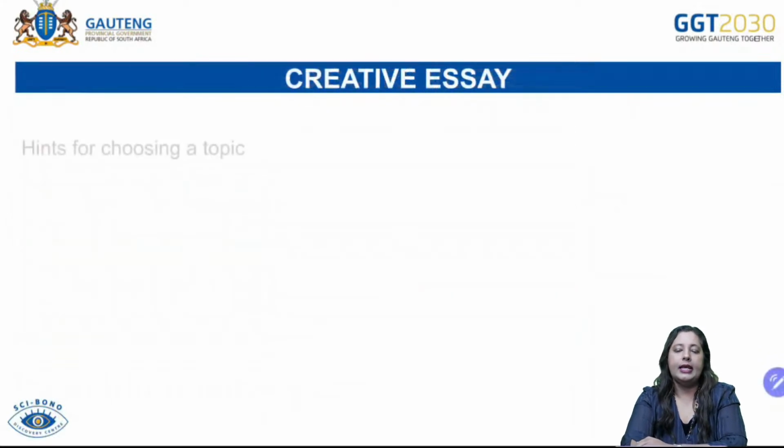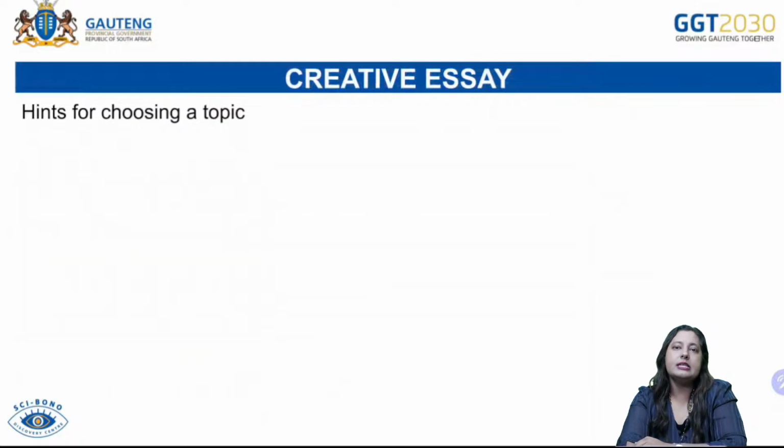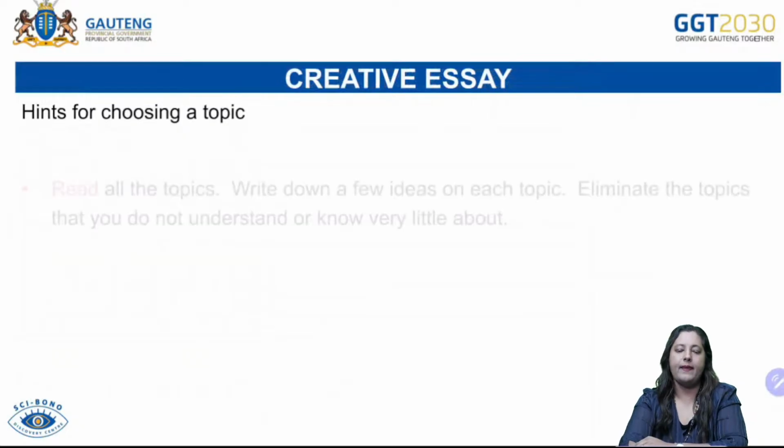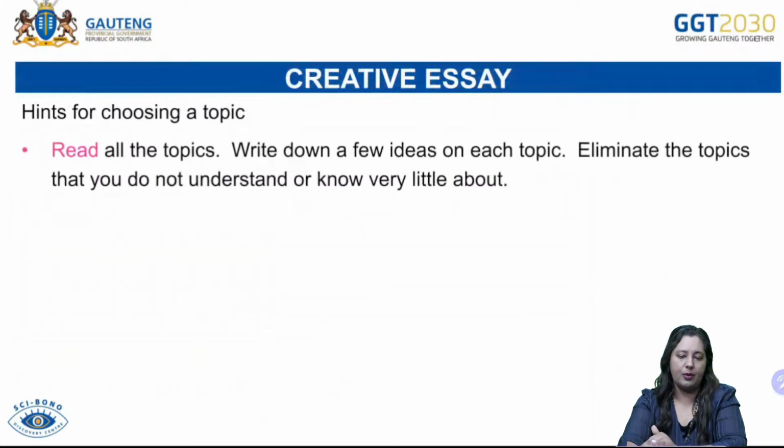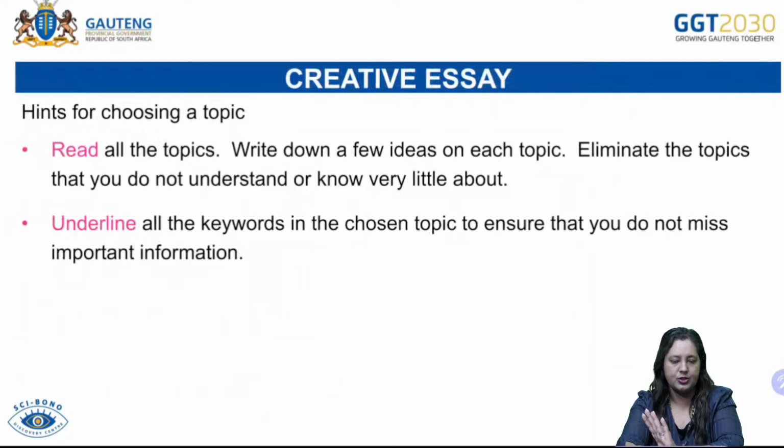All right, so your hints in terms of choosing your creative writing essay topic. Please, firstly, read all the topics. Write down a few ideas on each of the topics. Eliminate the topics that you do not understand or you know very little about, because that's not what you're going to target.